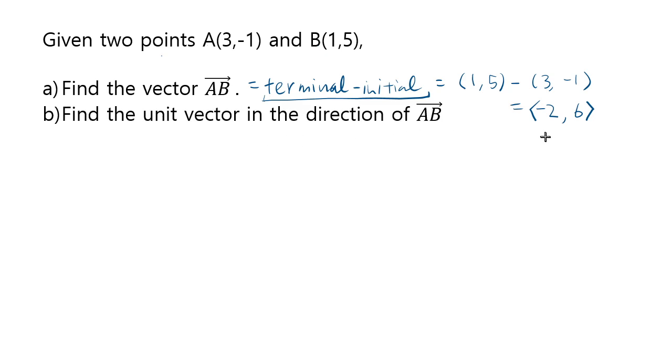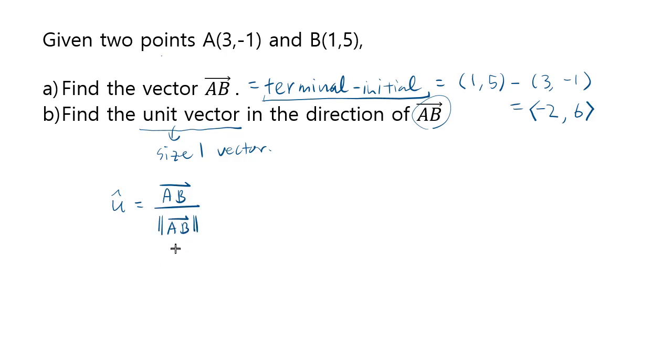If you're given a vector, what do you mean by a unit vector? That means it's a size 1 vector. And if you already have a vector, to get a unit vector in that direction, all you have to do is divide it by the size of that vector. This process is called normalization. Suppose you had a vector of length 3, and you divide it by 3, then you end up with a size 1 vector, right? So that's the idea, okay?